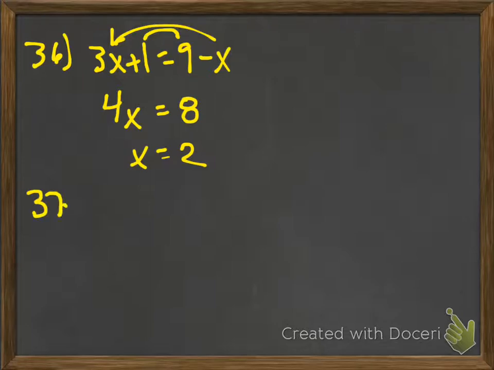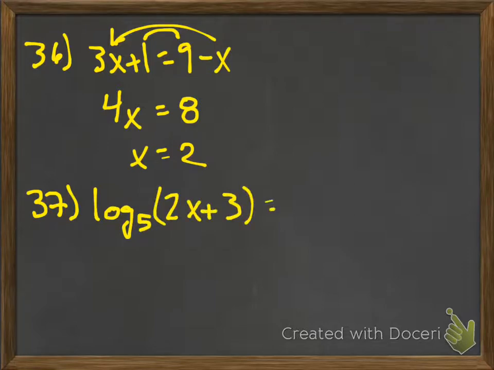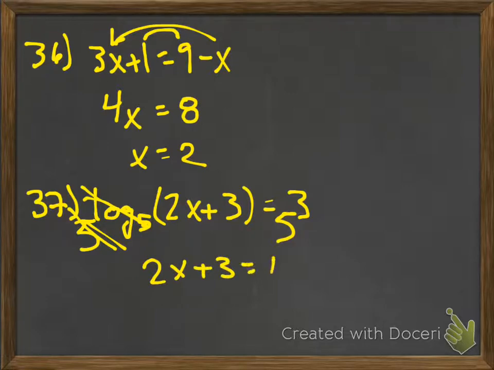37, you can think of that base, make that an exponent, or raise that 3 to the exponent of that base. In other words, like saying 5 to the third power. That way I get rid of the log, and I'm left with 2x plus 3 equals 125. Subtract, divide, you're good.